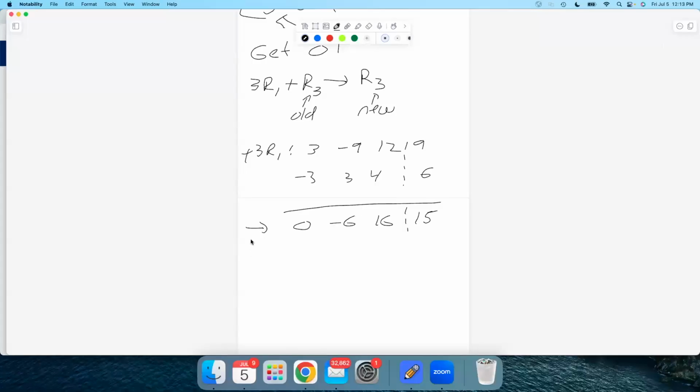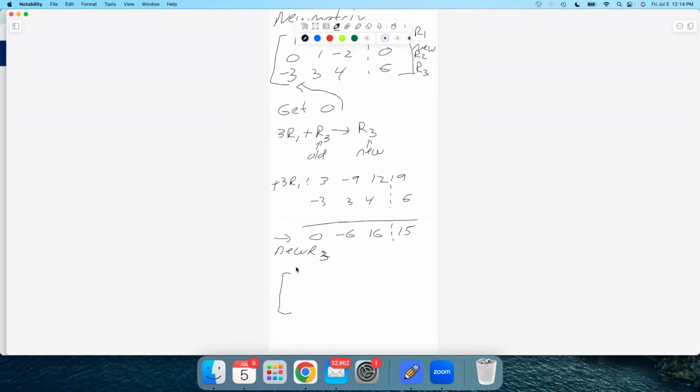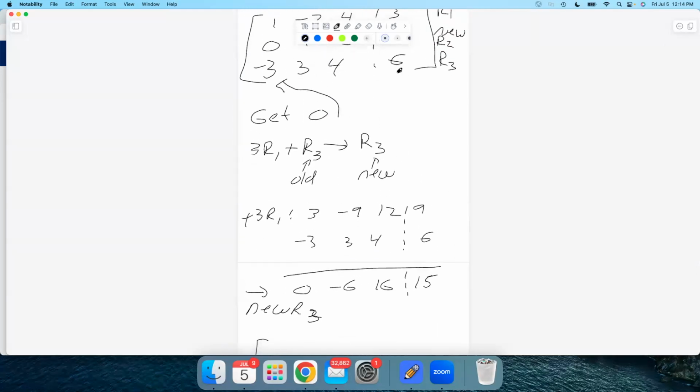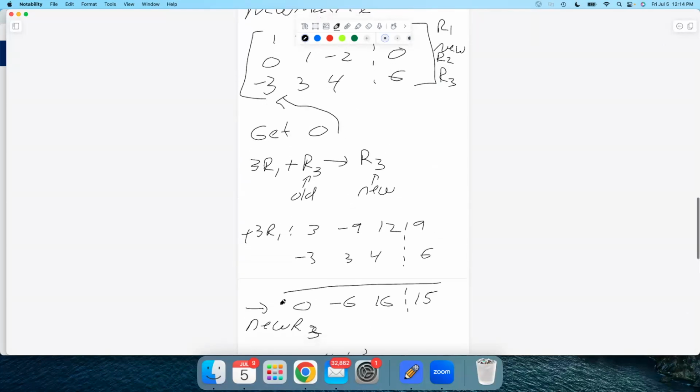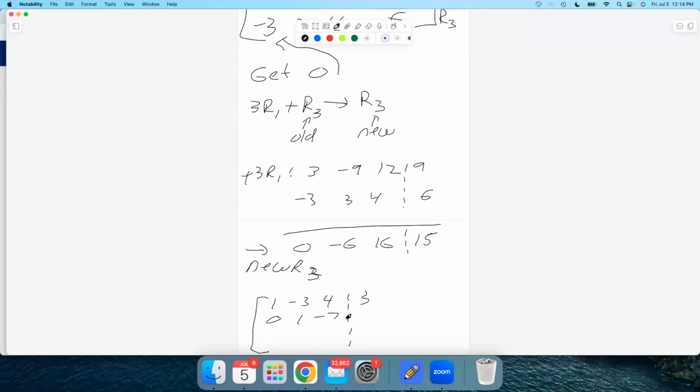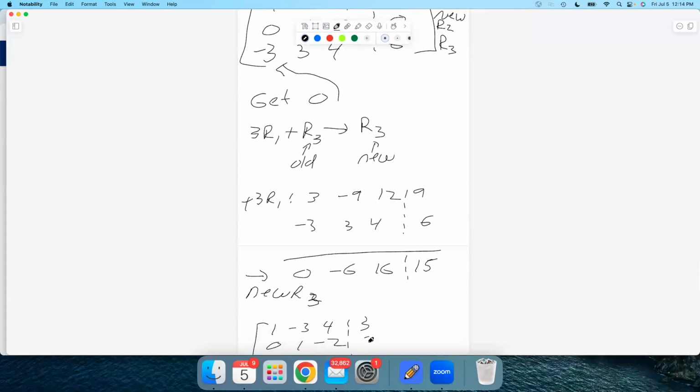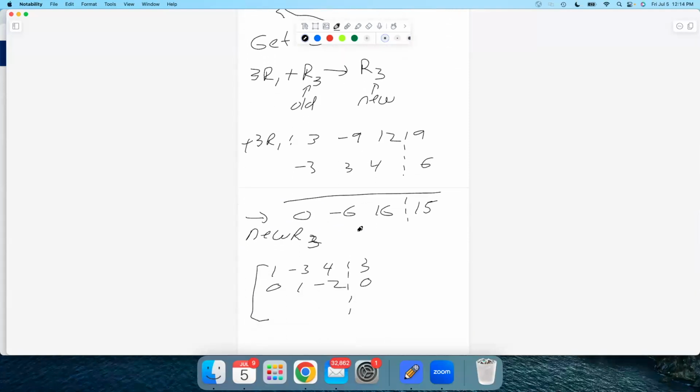So now this is my new row 3. Everybody else stays the same. I only changed one thing at a time, the new row 3. So let's rewrite the matrix now again. 1, -3, 4, 3. 0, 2, and 0. That 0 is going to disappear in a minute. And now this new row 3, 0, -6, 16, 15.